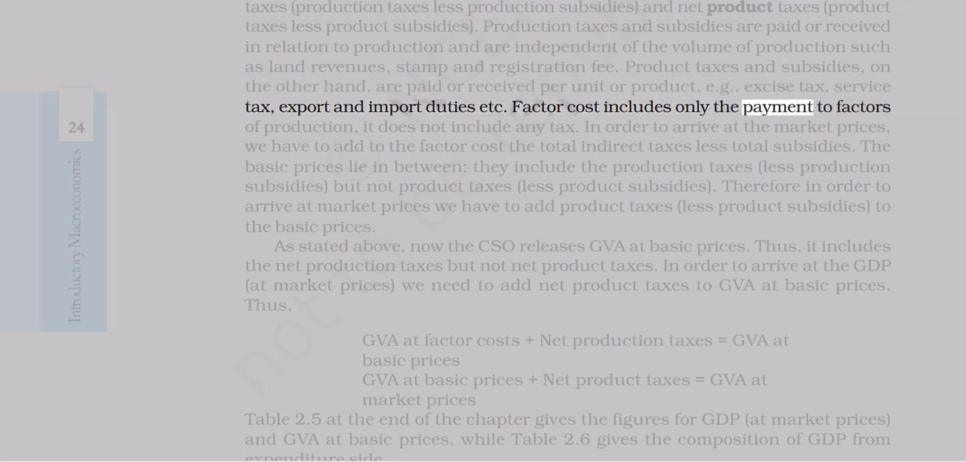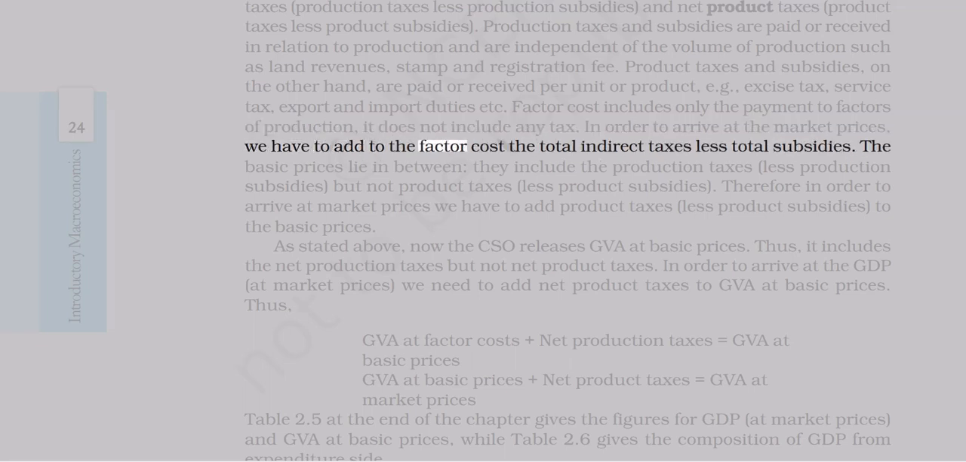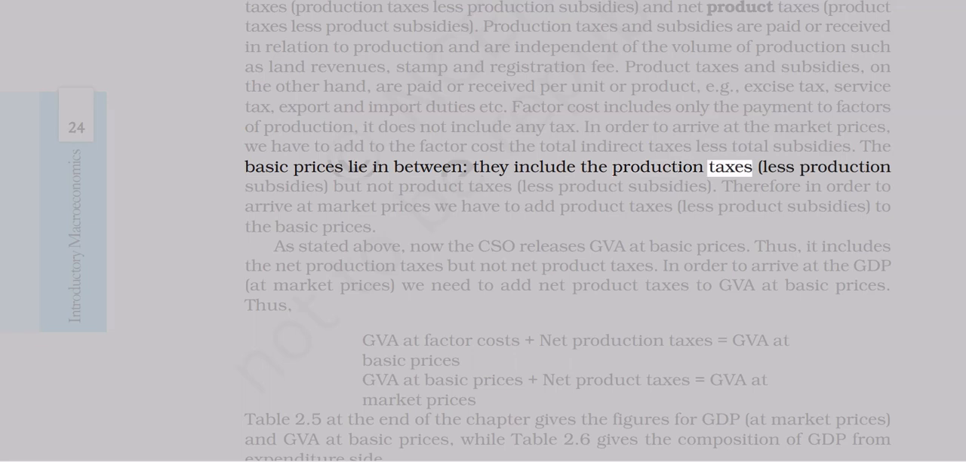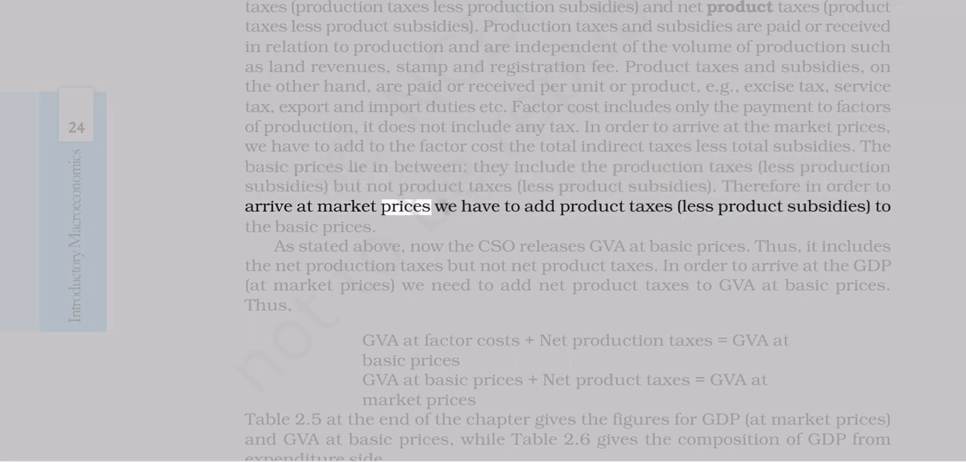Factor cost includes only the payment to factors of production; it does not include any tax. In order to arrive at the market prices, we have to add to the factor cost the total indirect taxes less total subsidies. The basic prices lie in between. They include the production taxes, less production subsidies, but not product taxes, less product subsidies. Therefore, in order to arrive at market prices, we have to add product taxes, less product subsidies, to the basic prices.